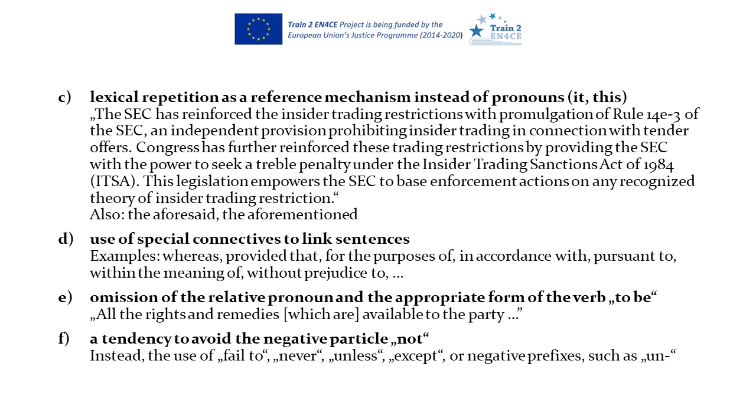Then there is a tendency to avoid the negative particle not. Legal texts don't like to use the term do not do that, or if the party does not do something, they rather use fail to. So instead of using the negative version, they change it to a positive version. So the party failed to provide something instead of the party didn't provide something. Or other words that can be used to replace the not, to make a positive sentence instead of a negative one, could be never, unless, except, or just use negative prefixes such as un. So instead of just using negative sentences with not, don't, did not, other words are used to make it into a positive form.